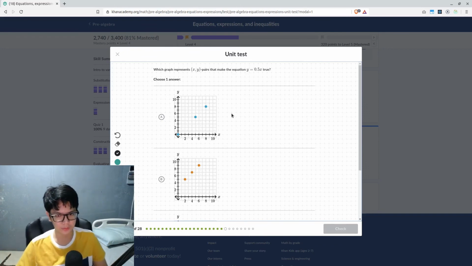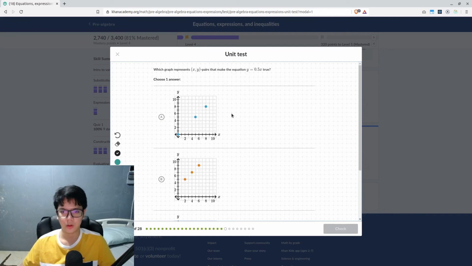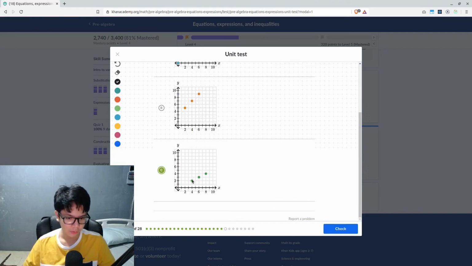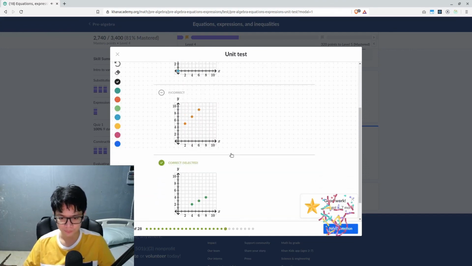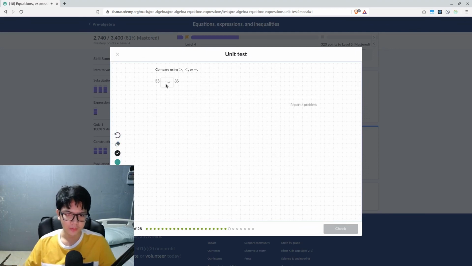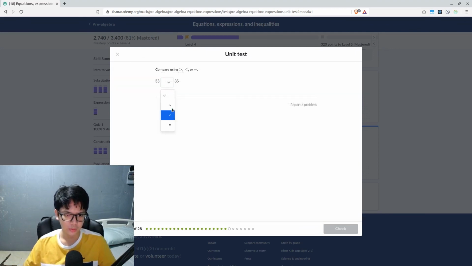Which graph represents... So 1 would be... 2 would be 1. So it is 5. No. X, y would be half of x. Let's see. Okay. 5, half of that is 2.5. Oh, there we go. 4, half of that 2, 6 half of that 3, 8x half of that is 4. One answer? Okay. Compared, oh wow, it's pretty easy. Cool. Let's do this one.